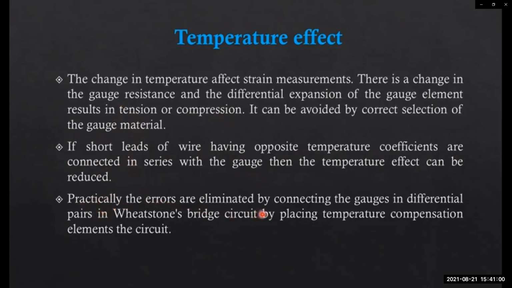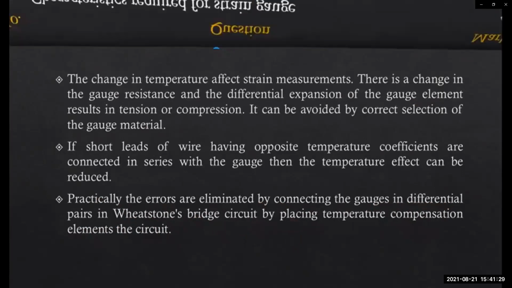Practically, the errors are eliminated by connecting the gauge in a differential pair in a Wheatstone bridge circuit, by placing a temperature compensation element in the circuit. Okay, what is a Wheatstone bridge circuit? We are going to study it in the next lecture. But right now, to eliminate error, we can connect the differential gauge in a Wheatstone bridge arrangement. With the help of the Wheatstone bridge, we can eliminate the temperature coefficient effect, which we are going to study in the next video lecture.